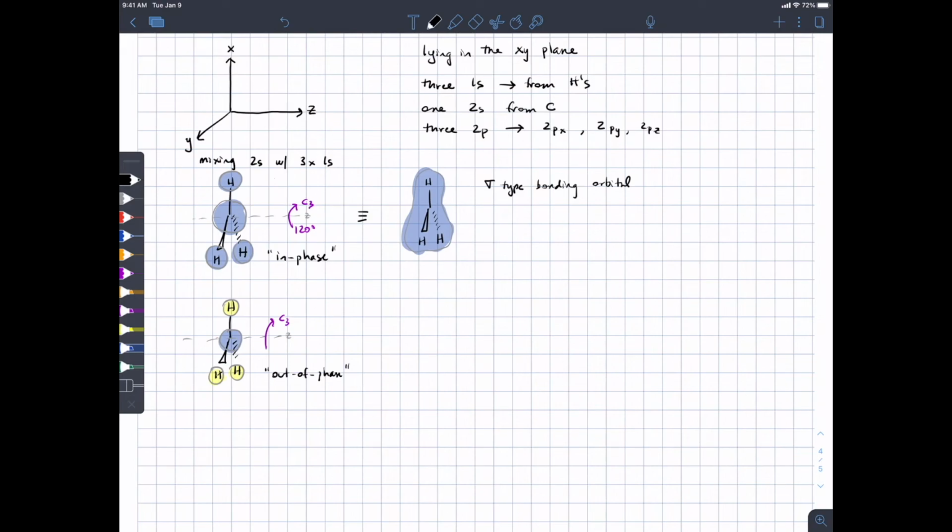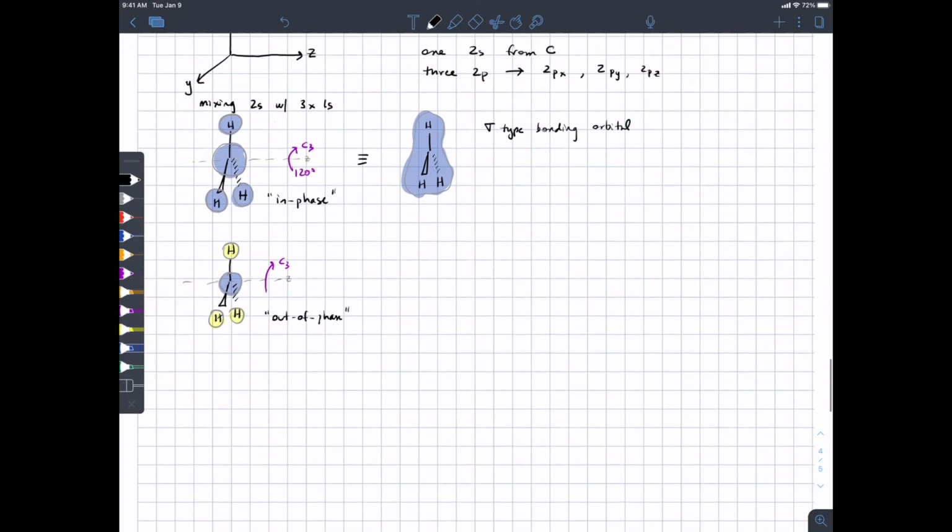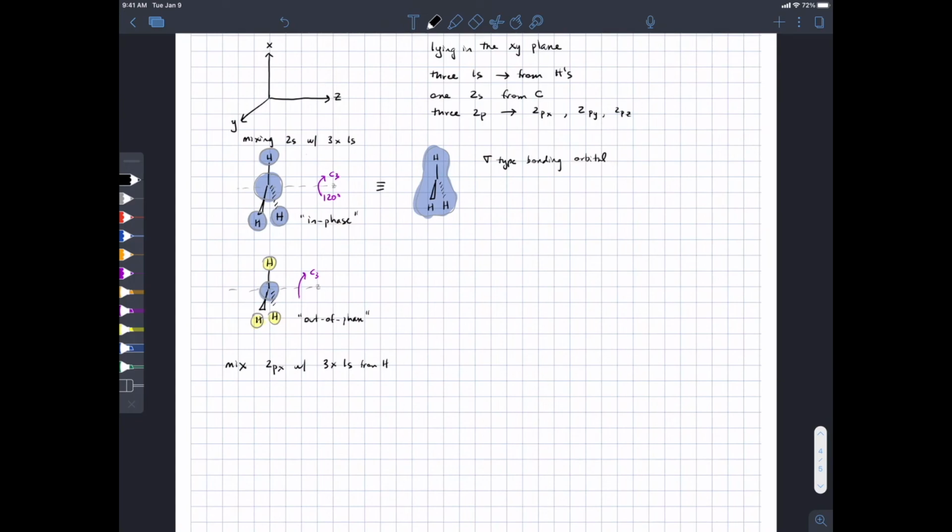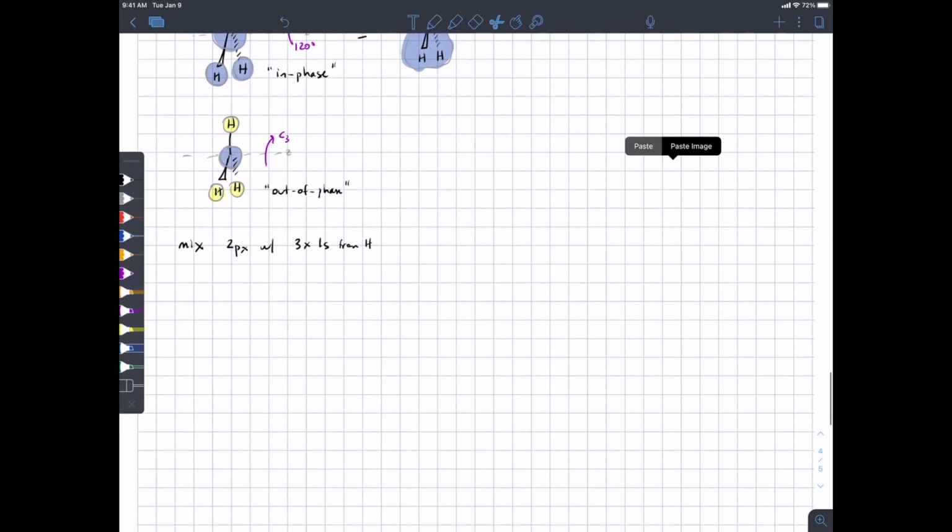What else? So we still have some p orbitals that we have not involved in this process. So let's go ahead and mix the 2px with the 1s orbitals from hydrogen. Let's see what that would look like. Maybe we'll keep our coordinates. I'll copy this down and move it a little bit lower so that we can remember our coordinate system. So here's one of the CH bonds, here's another coming out of the page, here's another going back into the page.